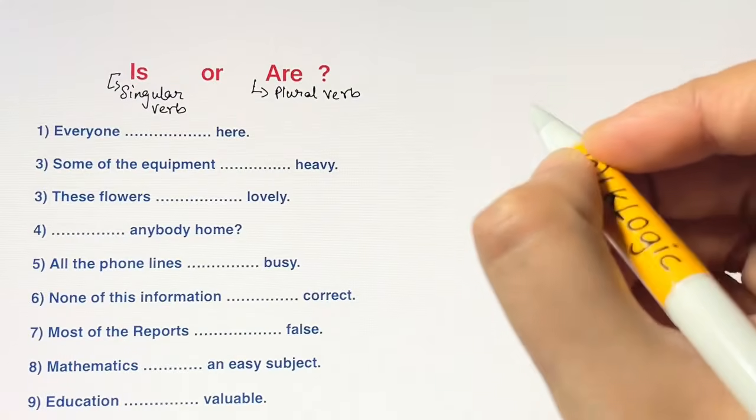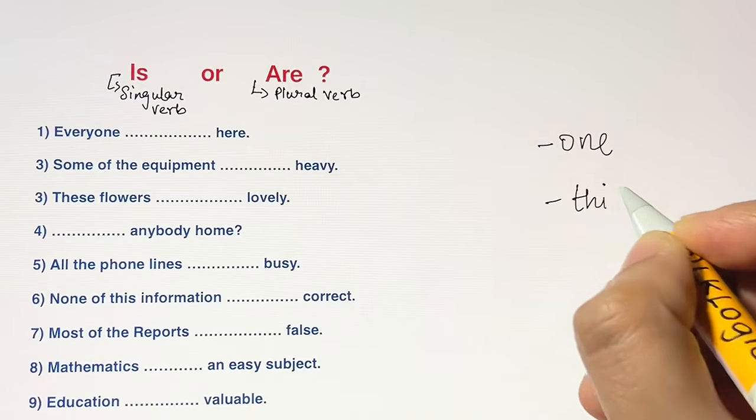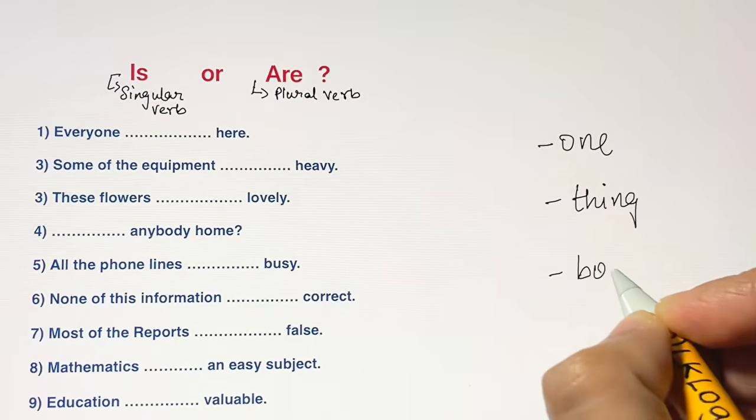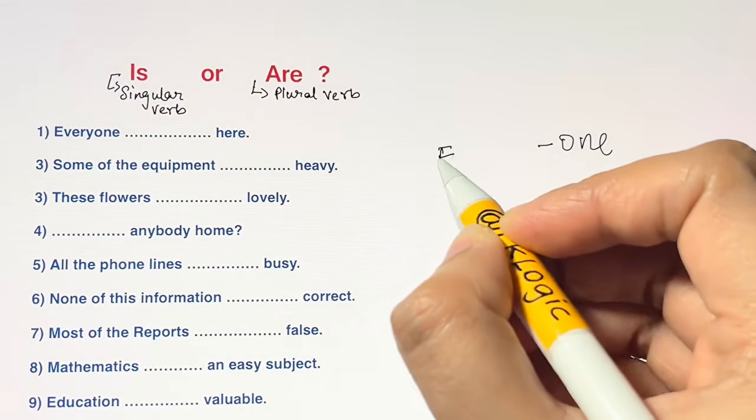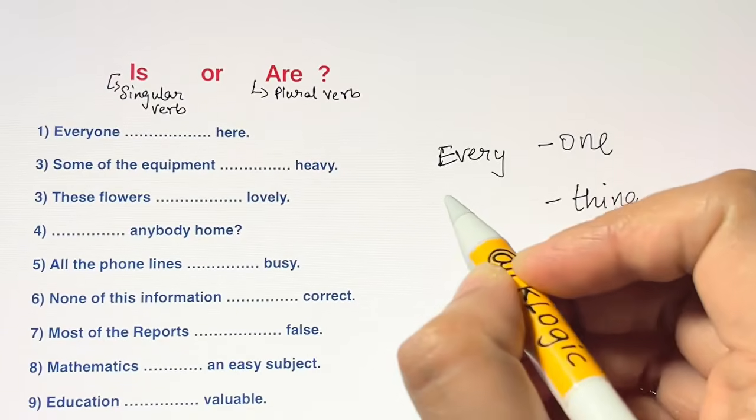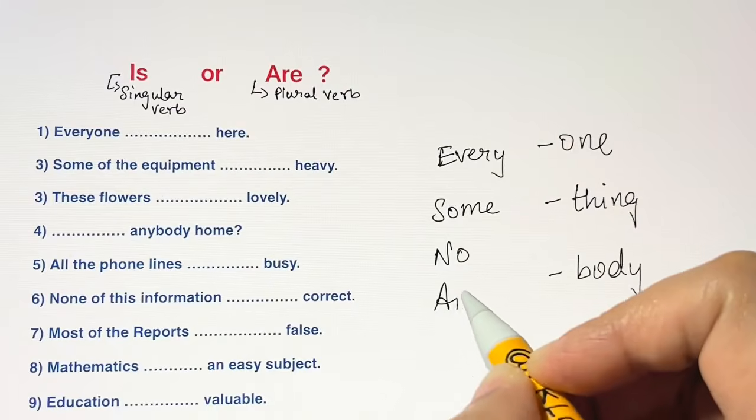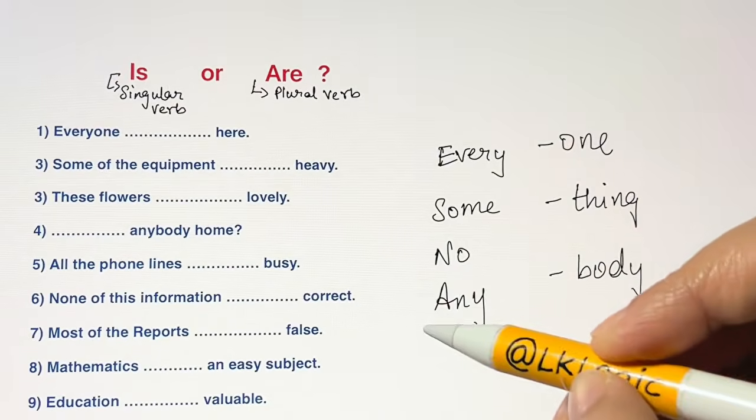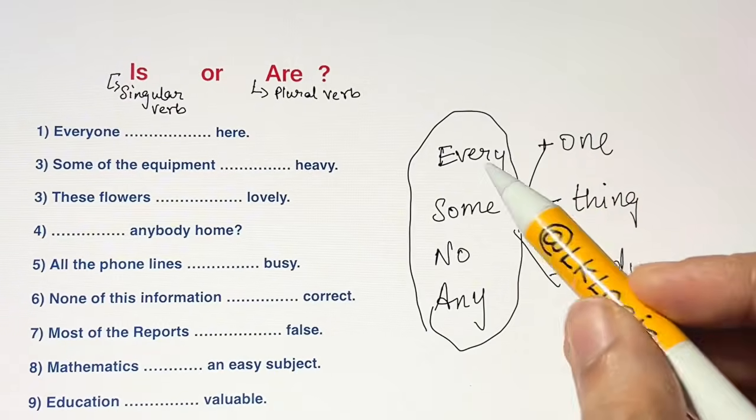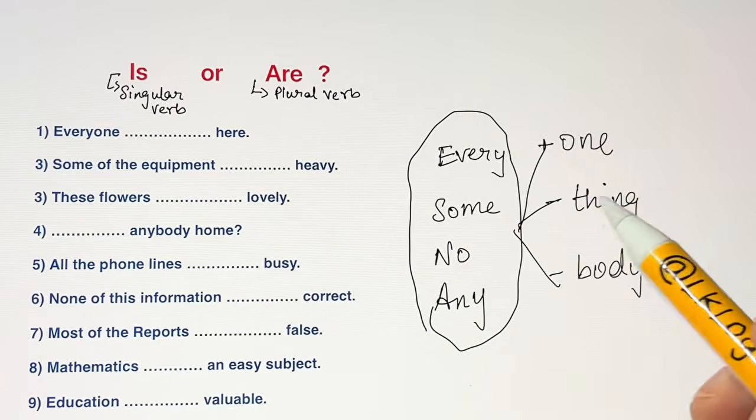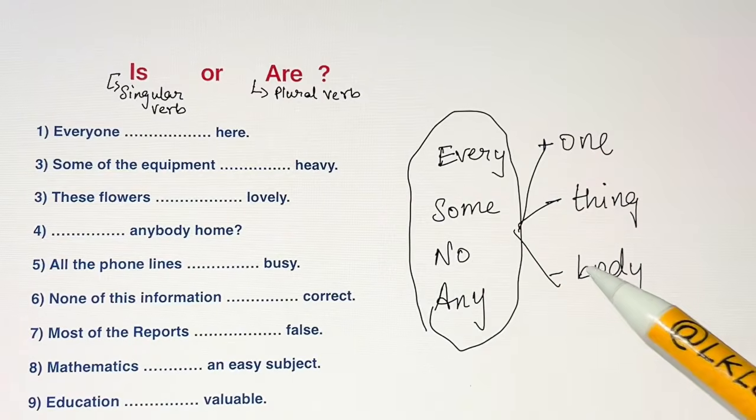Be careful with the subjects that contain one, thing, and body. For example, you can have every, some, no, any. Alright, so these words, read it out. Everyone, everything, everybody. Someone, something, somebody. No one, nothing, nobody. Anyone, anything, anybody.